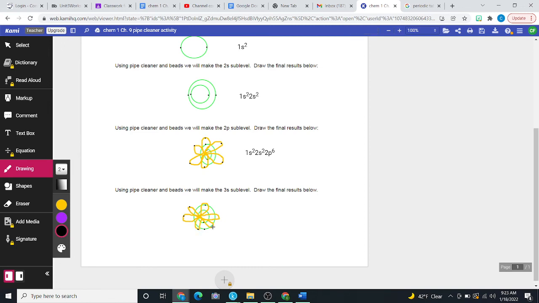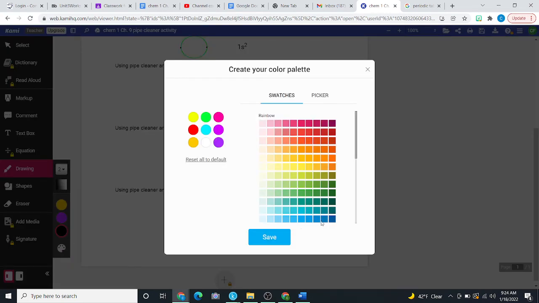Okay, now for me, my baggie has the orange, blue, and green. So I'm going to do blue, but some of you may be using purple right now. I'm going to have to do a light blue, I guess. Do a dark blue.